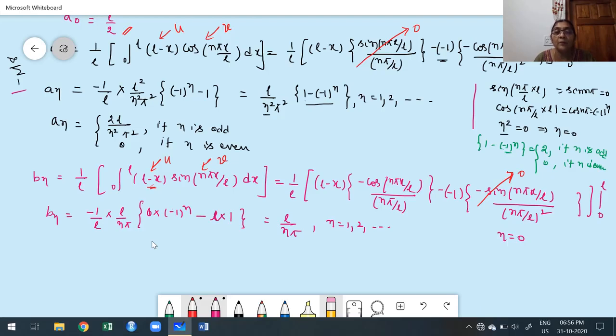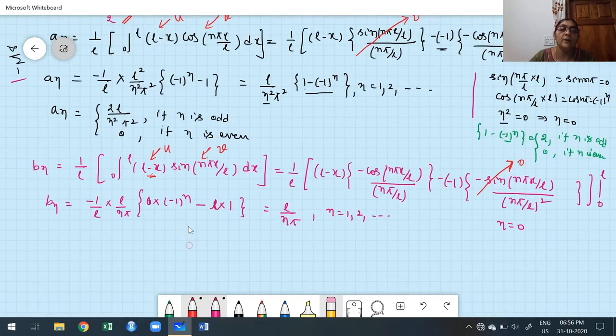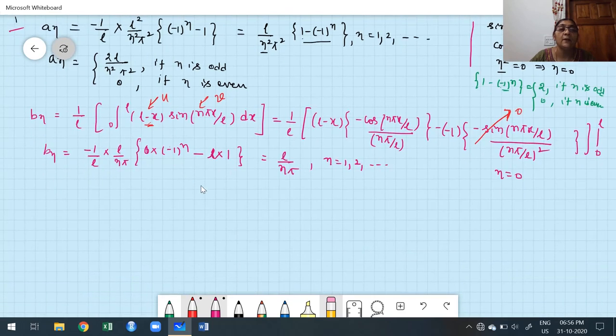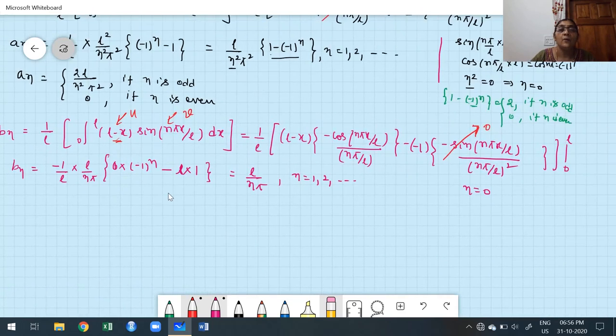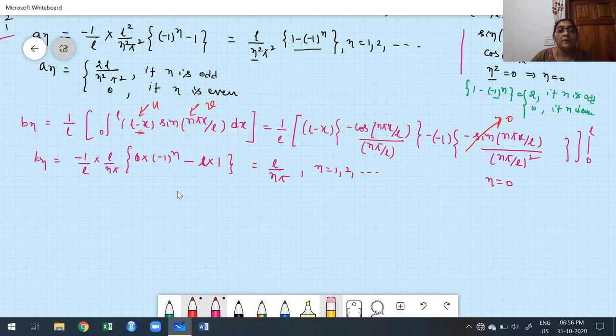How can you know that? Pick the denominator n factor. What is the n factor? It is n. n is 0 only for the 0 denominator, but 0 is not included in the summation. Therefore, we can confidently write that it is true for n equal to 1, 2, 3.